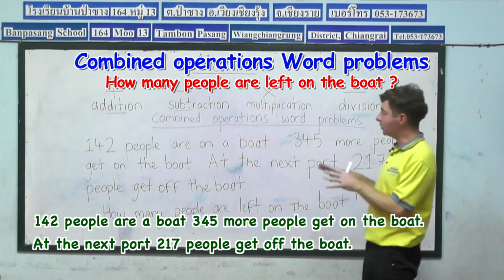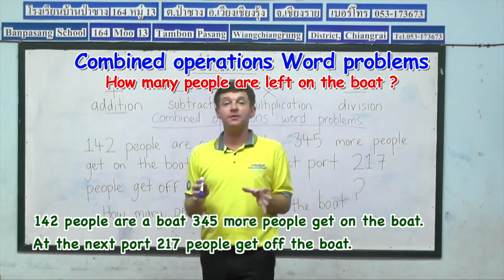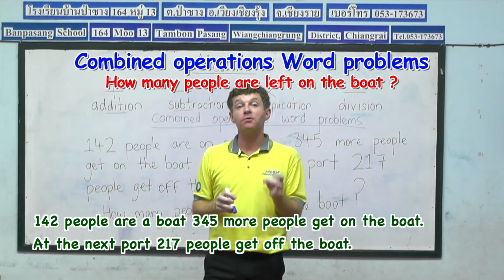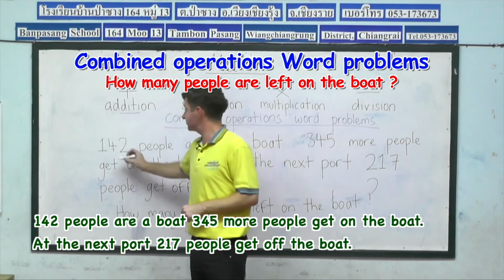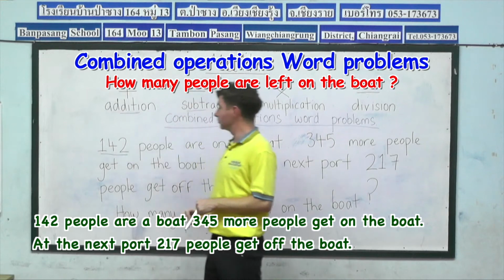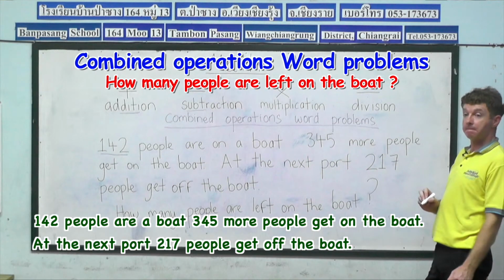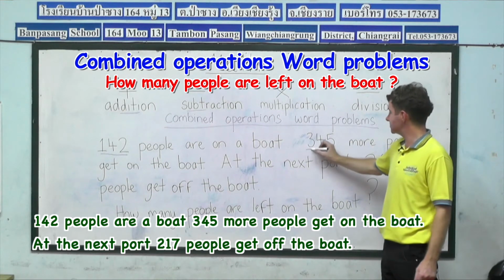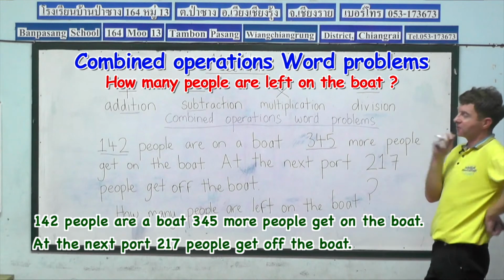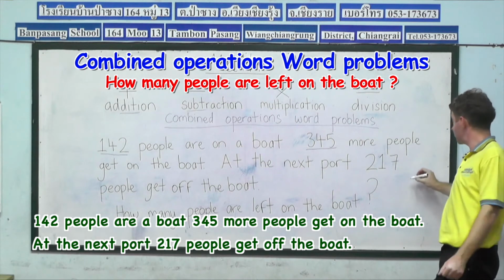Okay, so now that we've carefully read our word problem, what we need to do is identify the numbers for calculation before doing the calculation. So our first number is here, 142. Now where's our second number? 345. Excellent, well done, guys. Now what do we need to do with these two numbers? Addition.